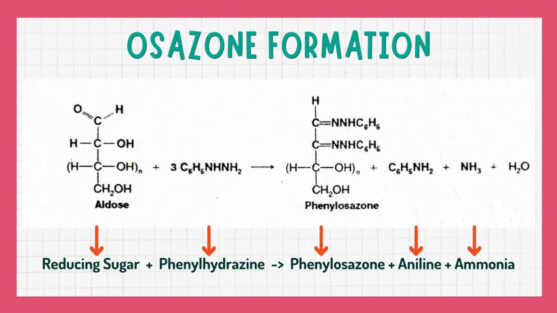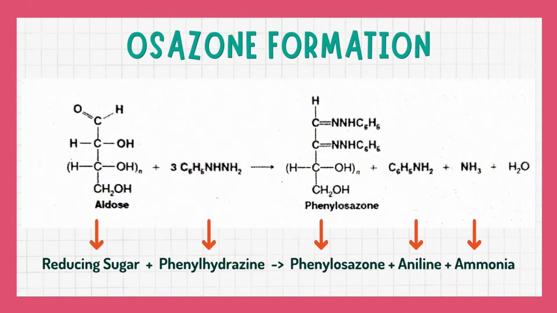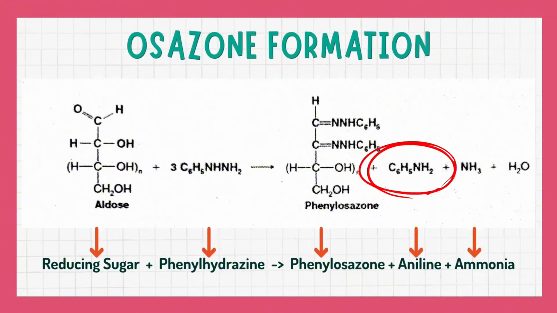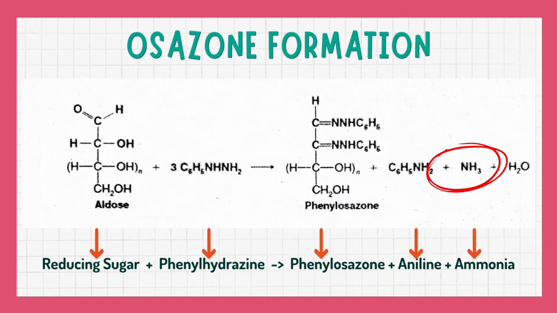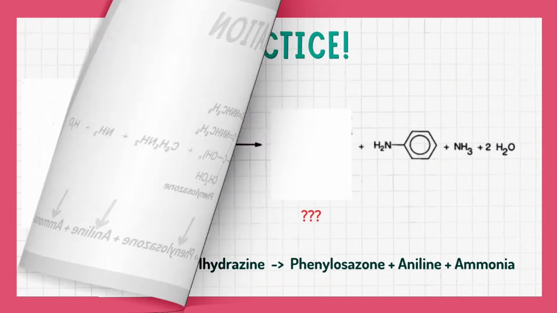Next, the reducing sugar and 3 molecules of phenylhydrazine are mixed. Take note of the formula of phenylhydrazine, C6H5NHNH2. In the product side of the equation, you can see the formula of the phenylosazone. The other products that form are aniline, C6H5NH2, ammonia, NH3, and water. Simple as that. To see the equation, let's do some practice.